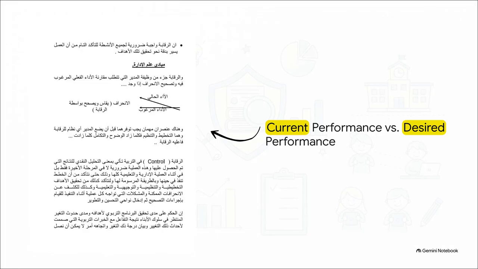Now, what's really interesting about this concept is the gap. You have your desired performance, that's the plan. And then you have your current actual performance. The space between them, that's called the deviation. Control is the core mechanic that measures that deviation and applies corrective action to bring your current performance back in line with where you actually want to be.